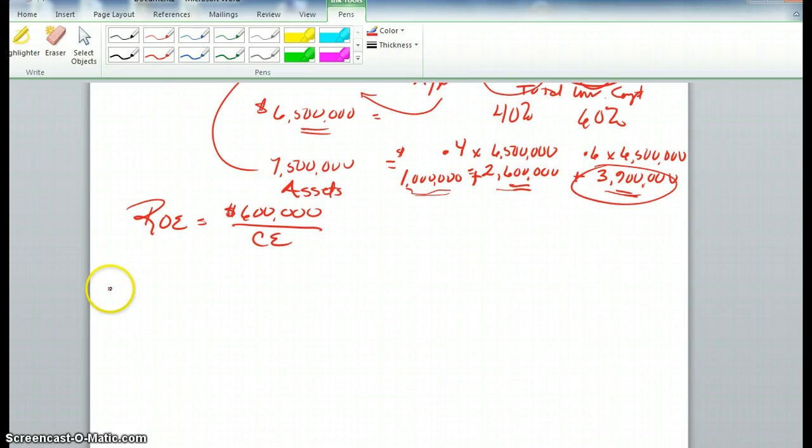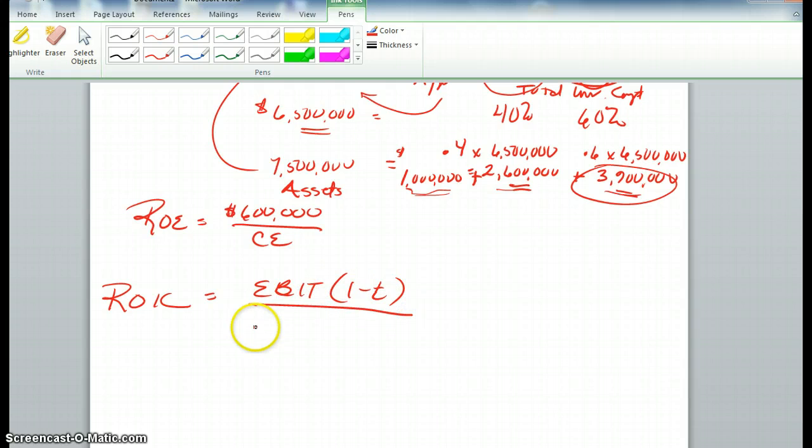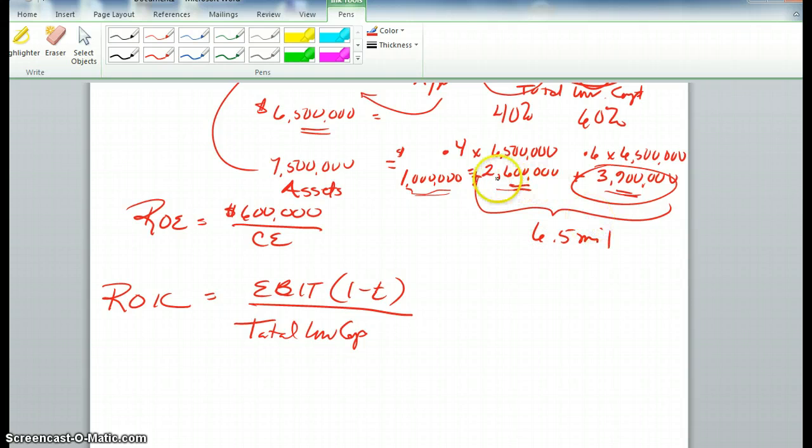Now for ROIC, I think we pretty much have everything we need. It is EBIT after taxes over total invested capital, and the total invested capital is 6.5 million, isn't it? 6.5 million. That's our 2.6, 3.9, 4.9, 5.9. Yeah, 6.5 million. That's our total invested capital. So we have that part of the equation.